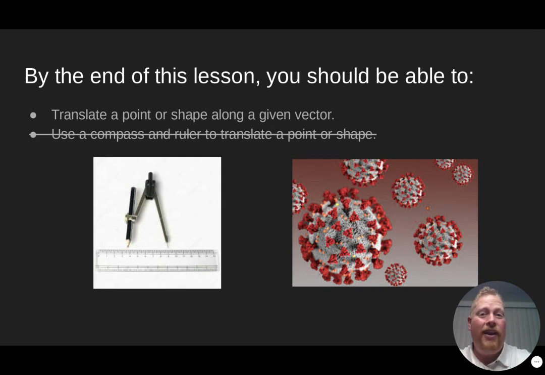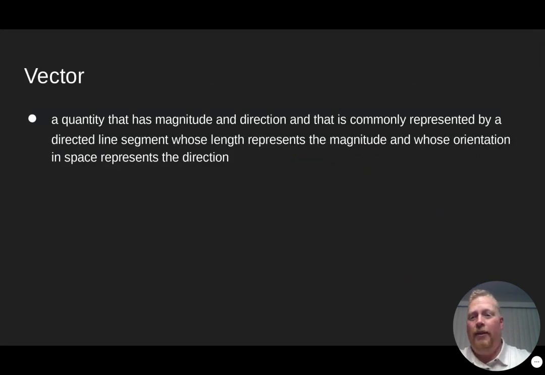Well, what is a vector? So I looked it up and it says a quantity that has magnitude and direction and that is commonly represented by a directed line segment whose length represents its magnitude and whose orientation in space represents the direction. What the heck does that mean? All a vector is, is something with magnitude and direction.